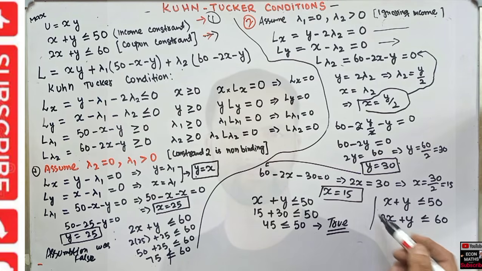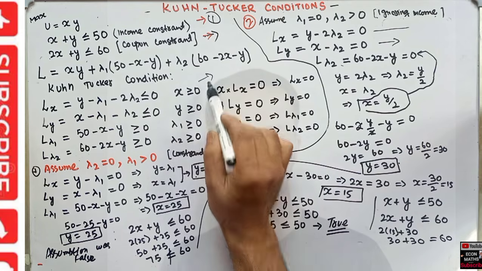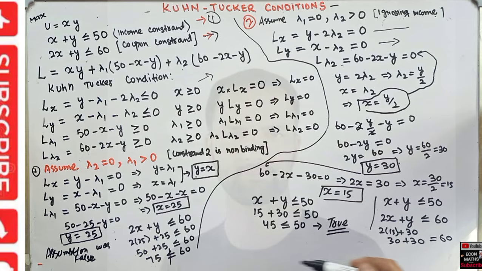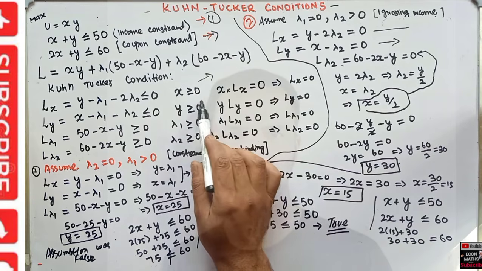If we plug in 15 in place of x, and y is 30, we can see that 2 into 15 is 30, plus 30 is actually equal to 60. So we say here that we got our optimal results, and by this we can see that this condition is also satisfied. x is greater than 0, we are getting positive values of our commodities. y is greater than 0.